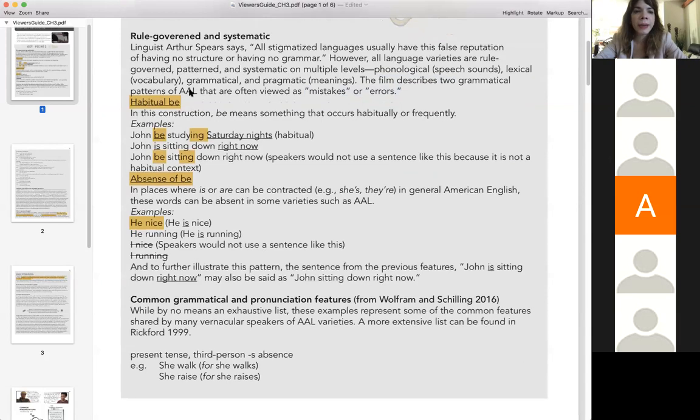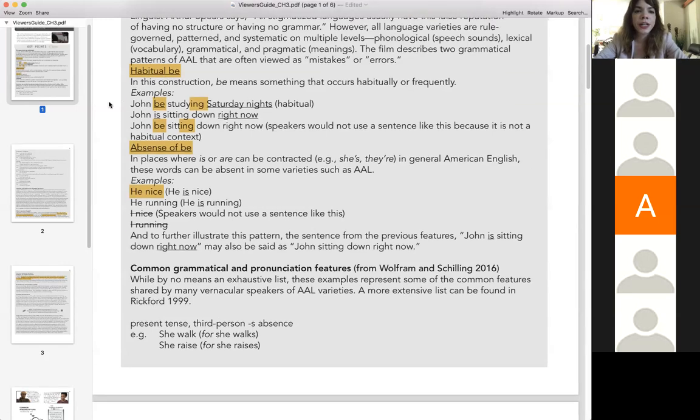Some of them are habitual be, habitual, cuando algo sucede regularmente. So habitual be. In this construction, you take the verb be, which is a linking verb. So instead of saying John is studying Saturday nights, to talk about a habit that John has. So John habitually studies Saturday nights. He is studying Saturday nights. We say instead, John be studying. So we mix be with -ing, Saturday nights. And that's habitual. John be studying Saturday nights.